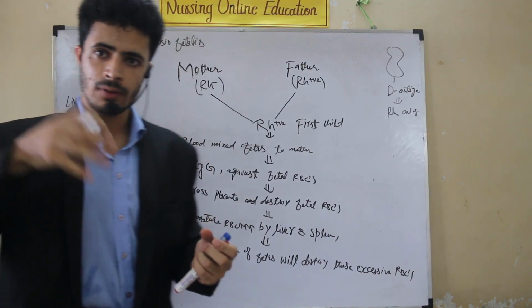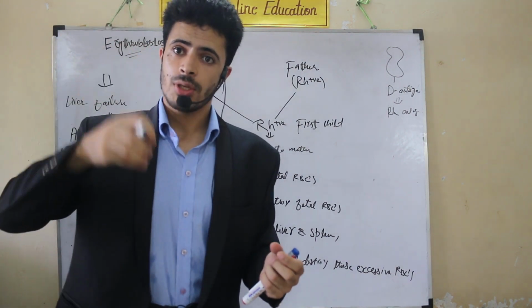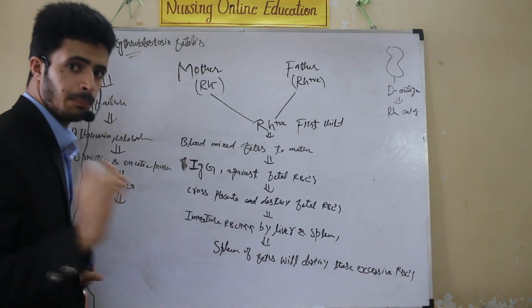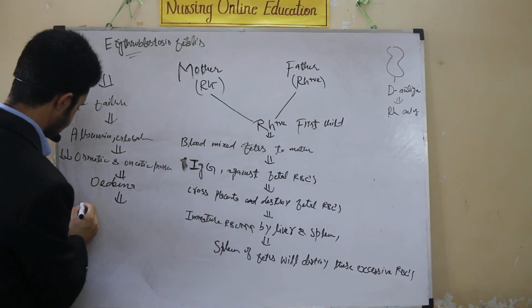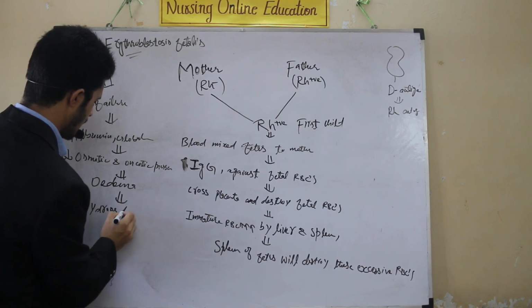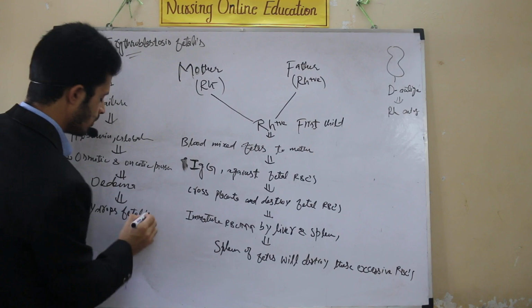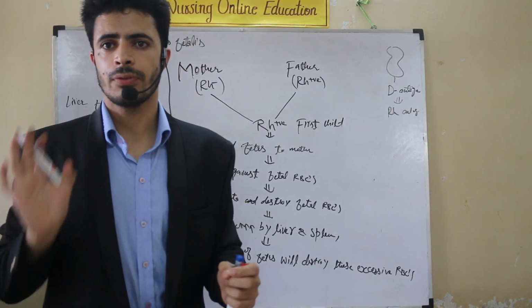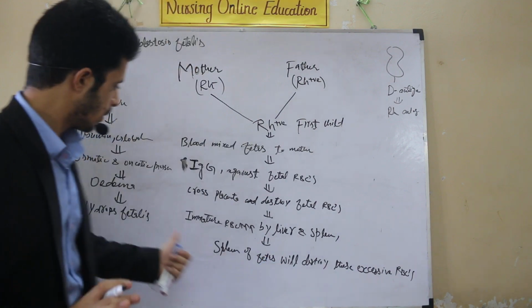The fluid will accumulate in the fetus, and that accumulation of fluid in the fetus will cause a major complication that is called hydrops fetalis. Hydrops fetalis means there will be excessive fluid accumulation within the organs of the body of the fetus. That is hydrops fetalis, the complication.